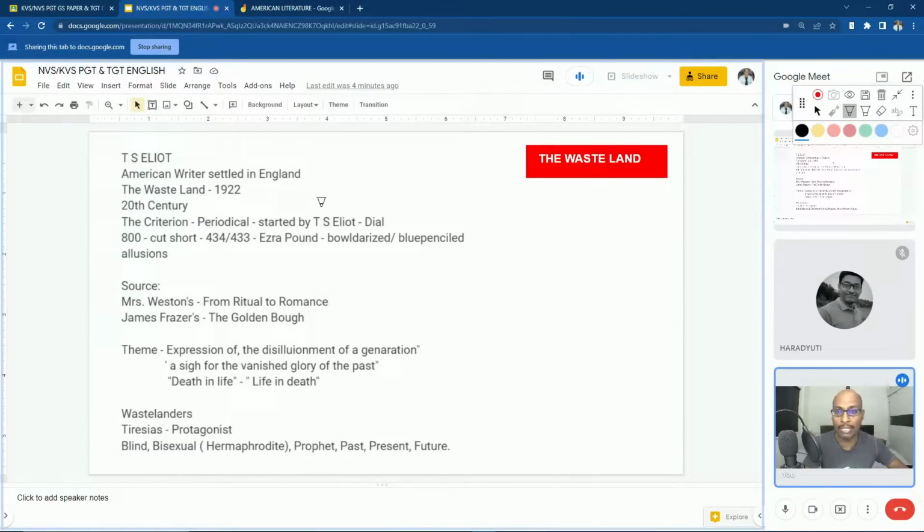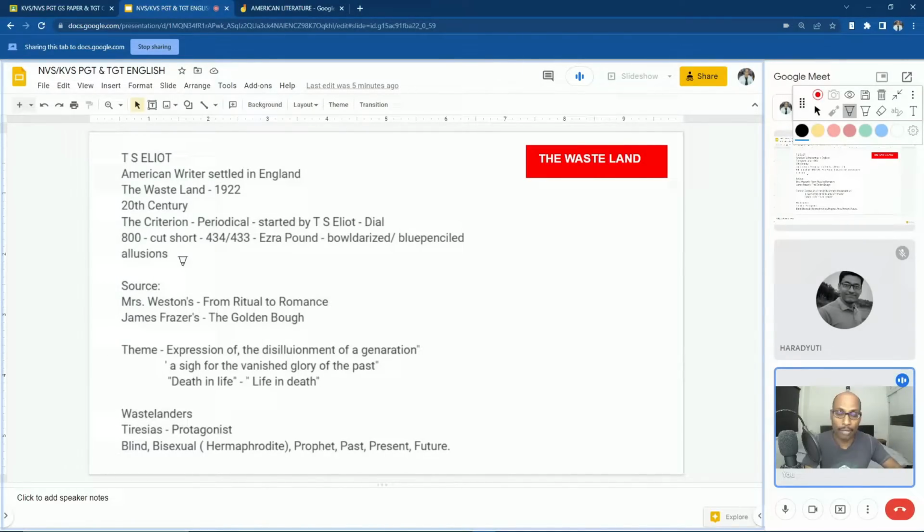Now, the one who suggested him to do such a thing was Ezra Pound. Ezra Pound was his mentor for writing this poetry. So it was originally written in 800 lines, it was cut short to 434 lines, and it was the influence of Ezra Pound. The procedure with which the 800-line poem was cut short into 434 lines is called boulderized, or it is also known as blue penciled, and a lot of allusions are used in this poem, The Waste Land.